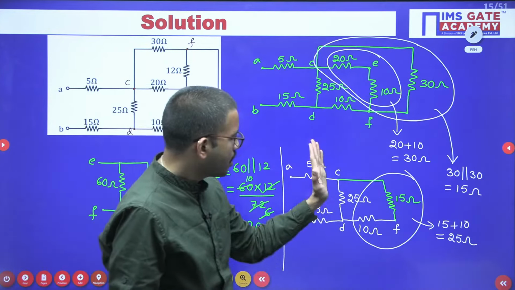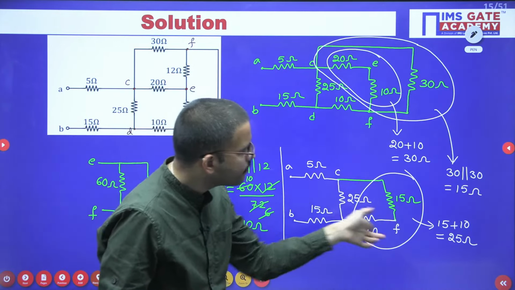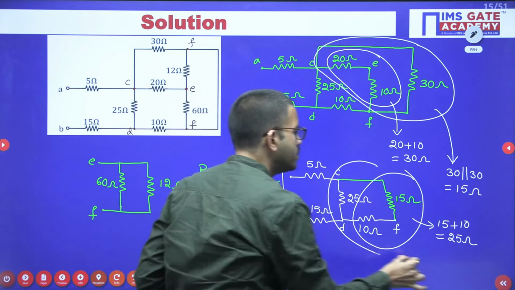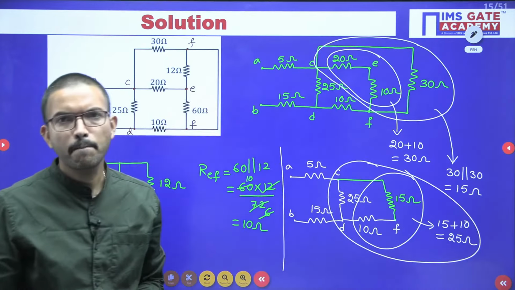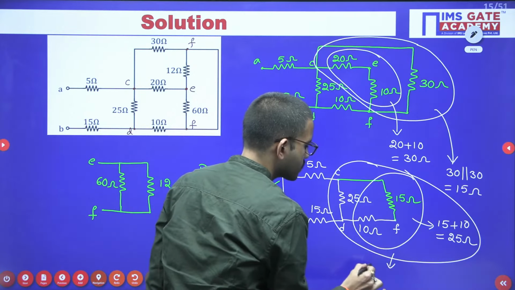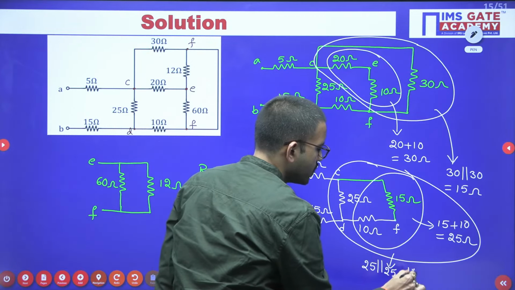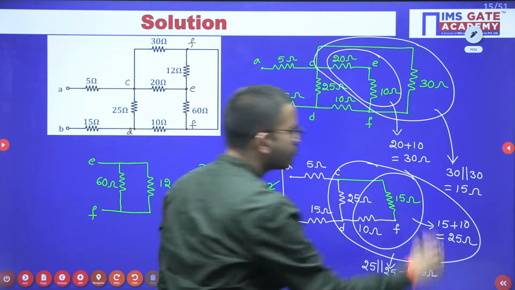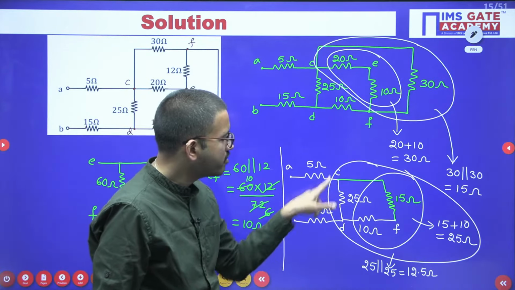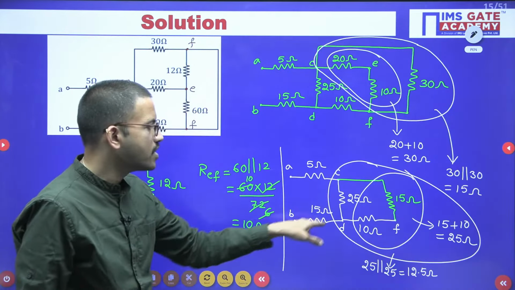Now if you observe carefully, between C and D we are having a 25 ohm resistor, and in another branch, just now we got 25. How are these two connected? These two are connected in parallel. Yes, very good. 25 in parallel with 25 is 12.5 ohms. So that means between A and C you are having one resistor, between C and D just now you got one single resistor, that is 12.5, and between B and D you are having 15.